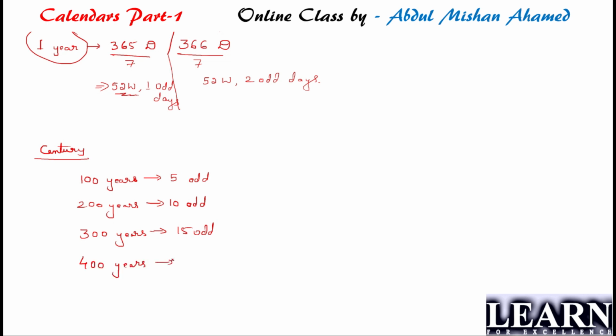Here we are done with 15 odd days. Now if I add 5 more, it will be 20, right? But 400 is a leap year, so we'll have one more odd day. So it is 21, and I can say it has 0 odd days. Clear, guys? Every 400 years will have 0 odd days, or else what I can say is every 400 years the calendar will be the same, because there are no odd days. Clear, guys? This is a basic concept you need to understand.